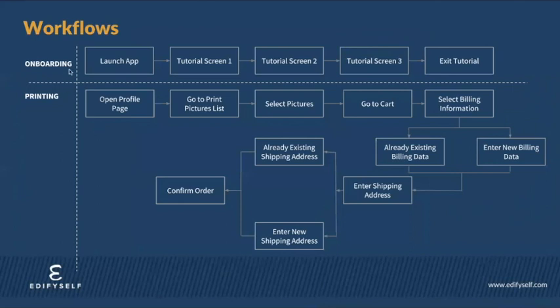Detailed workflows. We would have an onboarding because this is a new feature that we are introducing into the app. So you launch the app and have some tutorial screens and exit the tutorial. The actual printing process will start from opening the profile page, go to the print pictures list, select the pictures that you want to print, send them to the cart, select your billing information. This could be already existing, or enter a new billing information. Then enter your shipping address, an existing one or a new one, and then confirm your order.